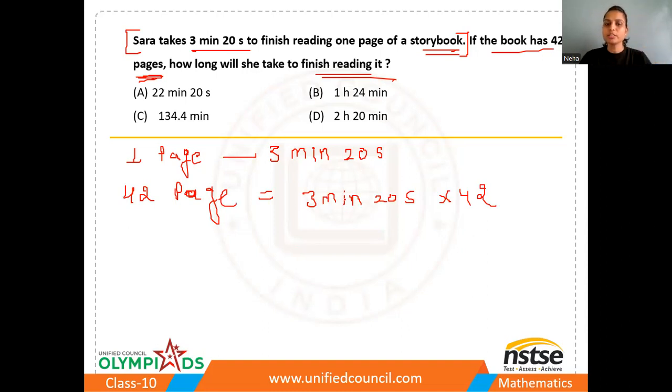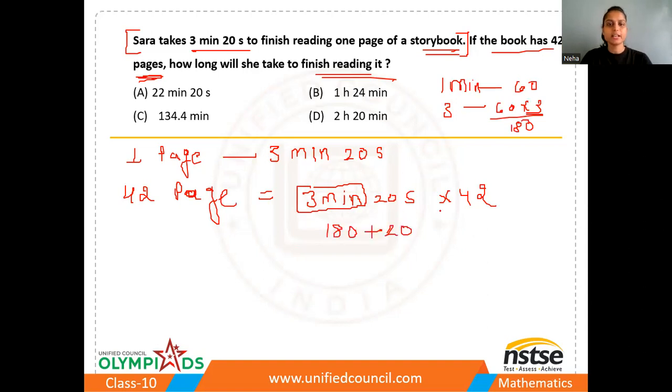So what I can do in this question, I can just convert the 3 minutes into the seconds. Okay, then I can multiply it very conveniently, right? So 3 minutes, in 1 minute there are 60 seconds. So in 3 minutes there are 60 into 3. That means 180 seconds, right? So this is 180 plus 20. 20 seconds are already there into 42. Okay. So 180 plus 20, this is 200.